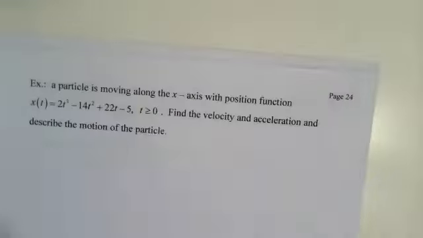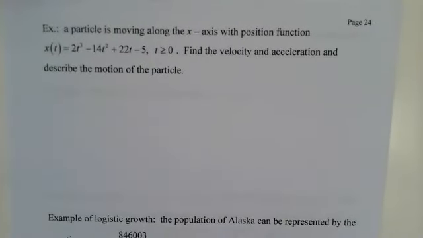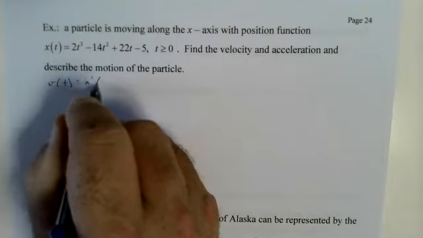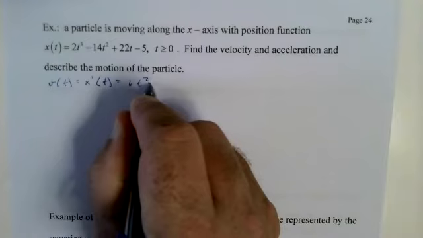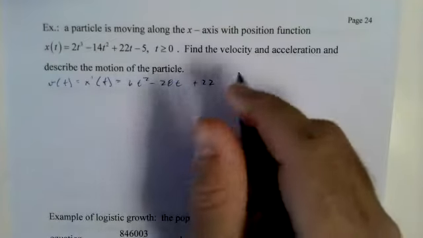All right, more. Told you it's a long set of notes. Down to 3 pages to go. That's huge. It's crazy. Particle moving along the x-axis with a position function, find the velocity and acceleration, and describe the motion of the particle. Going to keep this show on the road. V of t equals x prime of t equals 6t squared minus 28t plus 22.